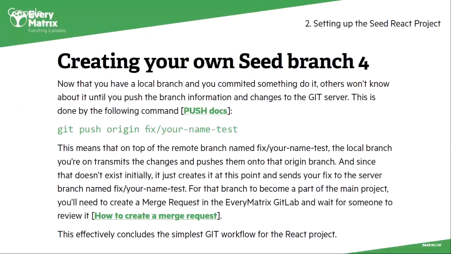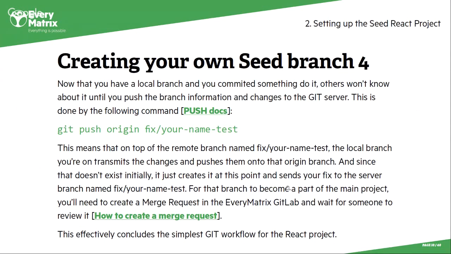Okay, I've pushed fix Velmocano test. This means that on top of the remote branch named fix Velmocano test, which didn't exist before, the local branch you're on transmits the changes and pushes them onto that origin branch. And since that doesn't exist initially, it just creates it at this point and sends your fix to the server branch named fix Velmocano test.